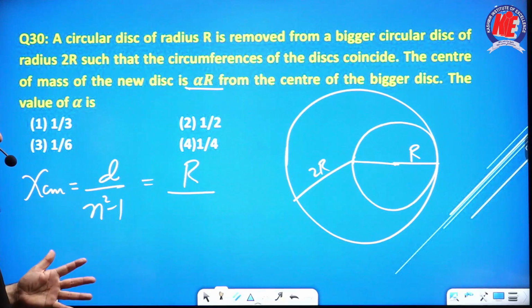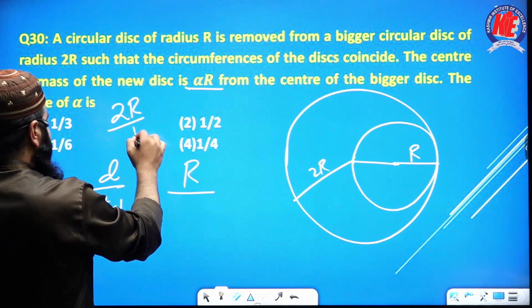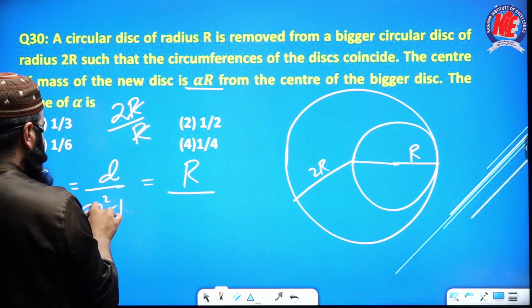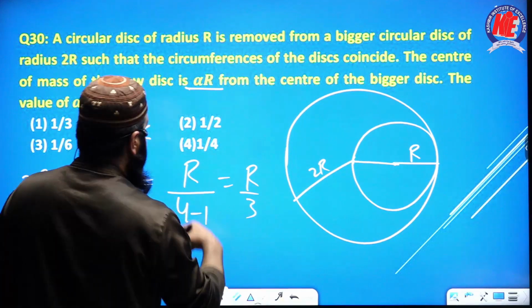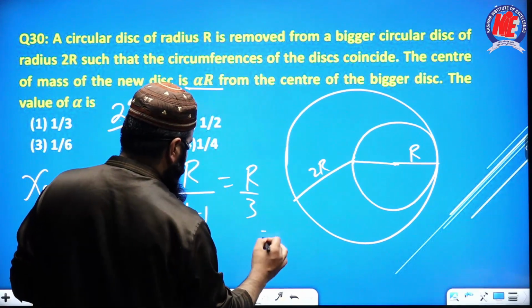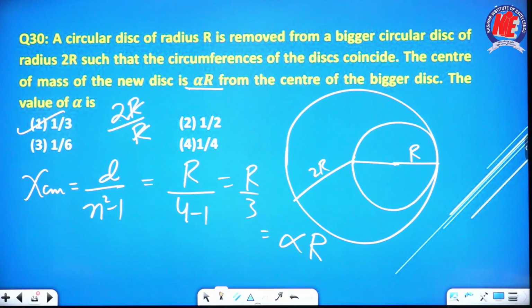n is the ratio of the radius of the complete to the removed part. Radius of the complete is 2r, the removed part is having the radius r and r will go, 2 आएगा, 2 का स्क्वायर बनेगा 4 minus 1, तो यह आएगा बेटा बराबर r by 3. And compare it with the given form that is given as the alpha times r. So alpha का वैल्यू 1 by 3 आएगा. So first option is the right one.